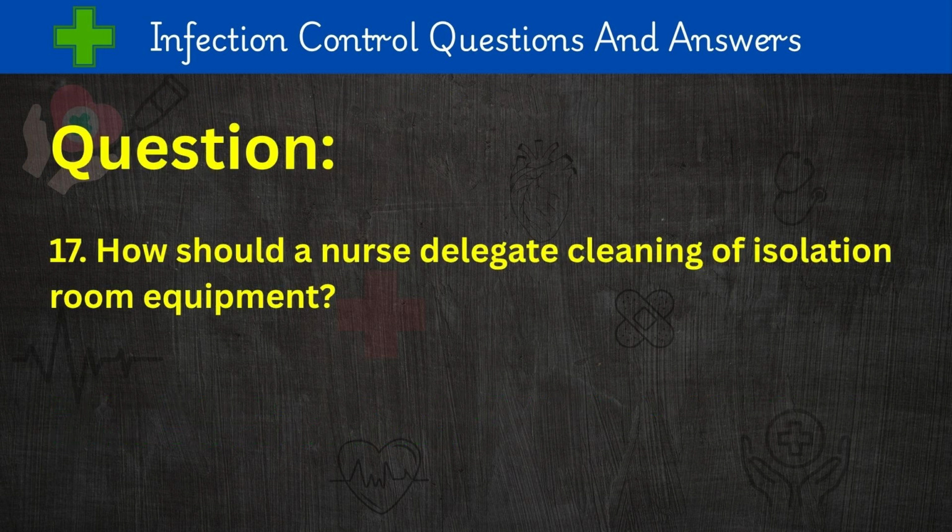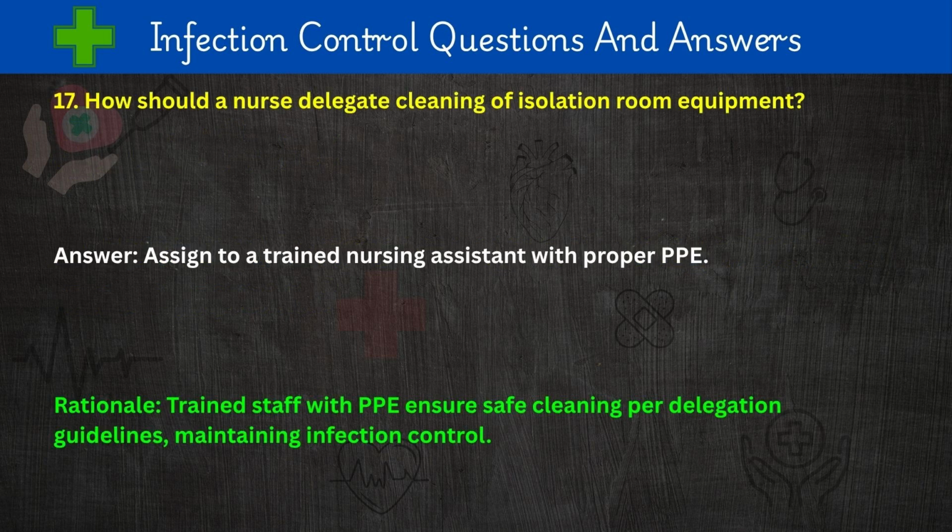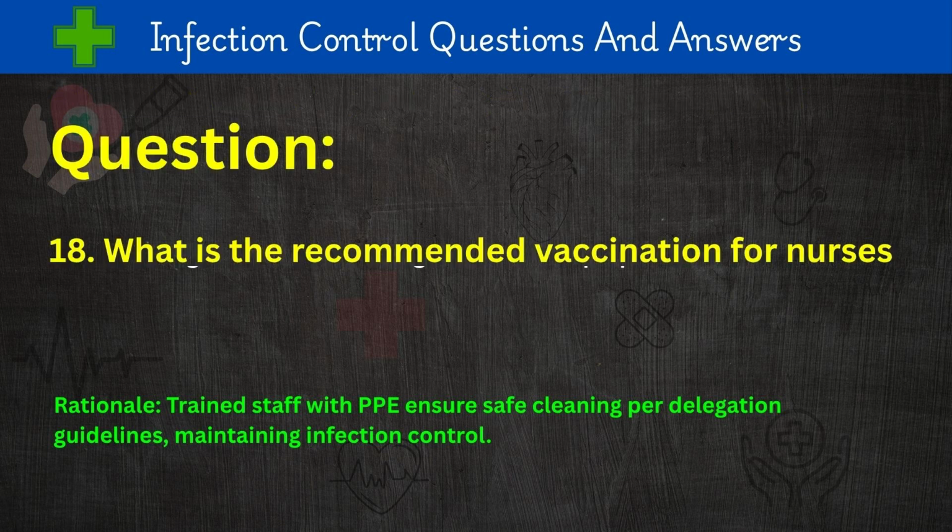17. How should a nurse delegate cleaning of isolation room equipment? Answer: assign to a trained nursing assistant with proper PPE. Rationale: trained staff with PPE ensure safe cleaning per delegation guidelines, maintaining infection control.